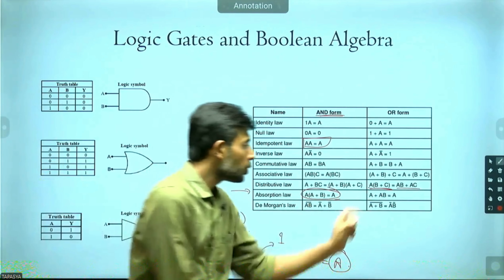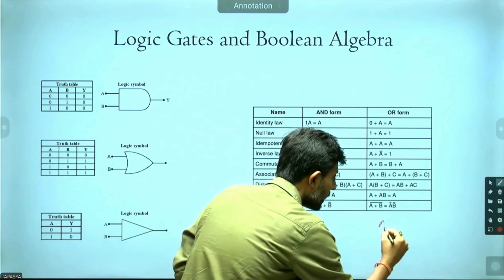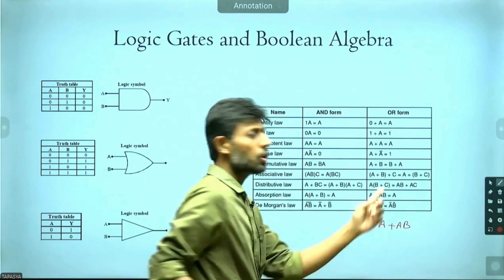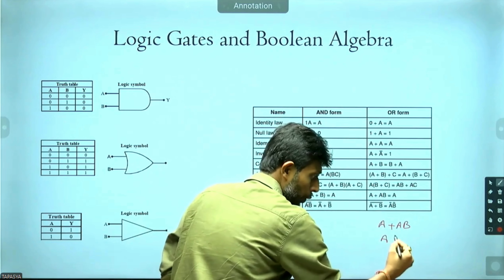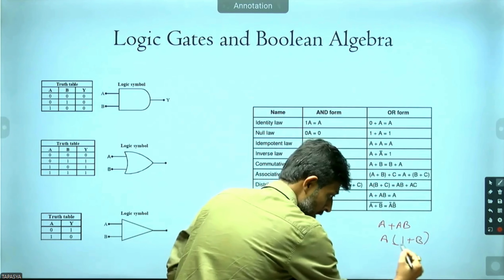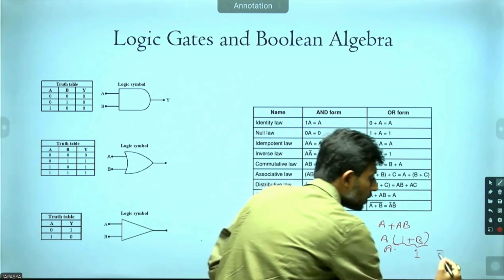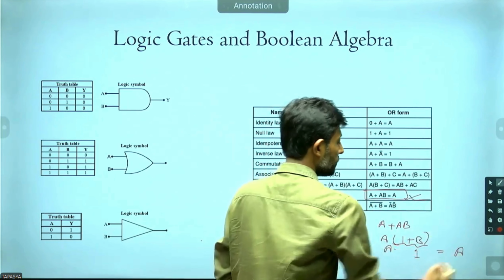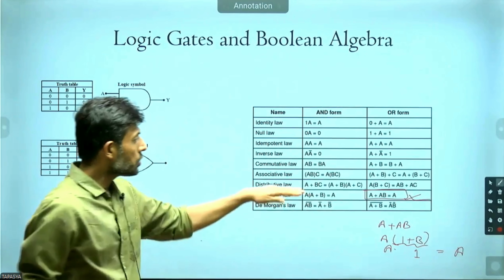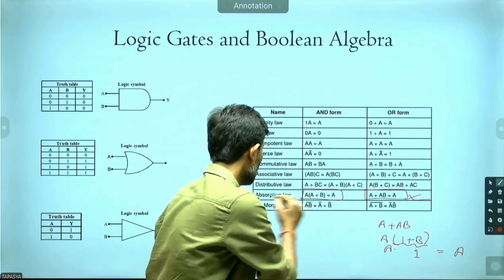Let's move on to the OR form of the absorption law. The OR form of the absorption law says A plus AB is equal to A. Let's find out how. It's very simple now. You take A common, you get 1 plus B. This part you already know, it is always 1. So A into 1, or A and 1, will always give you A, and that's how we get this law. Clear? Yeah. So we used all these other properties to derive or figure out the absorption law.